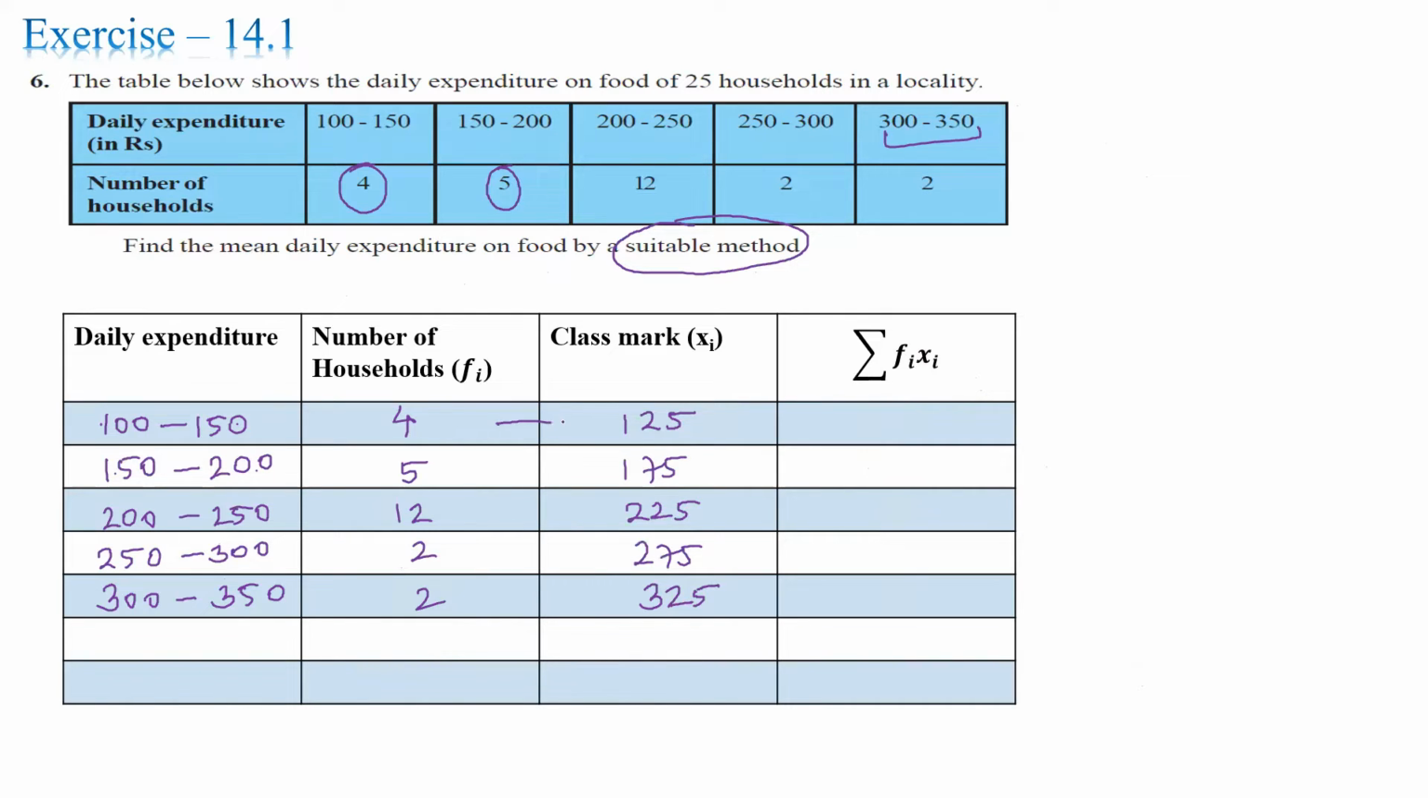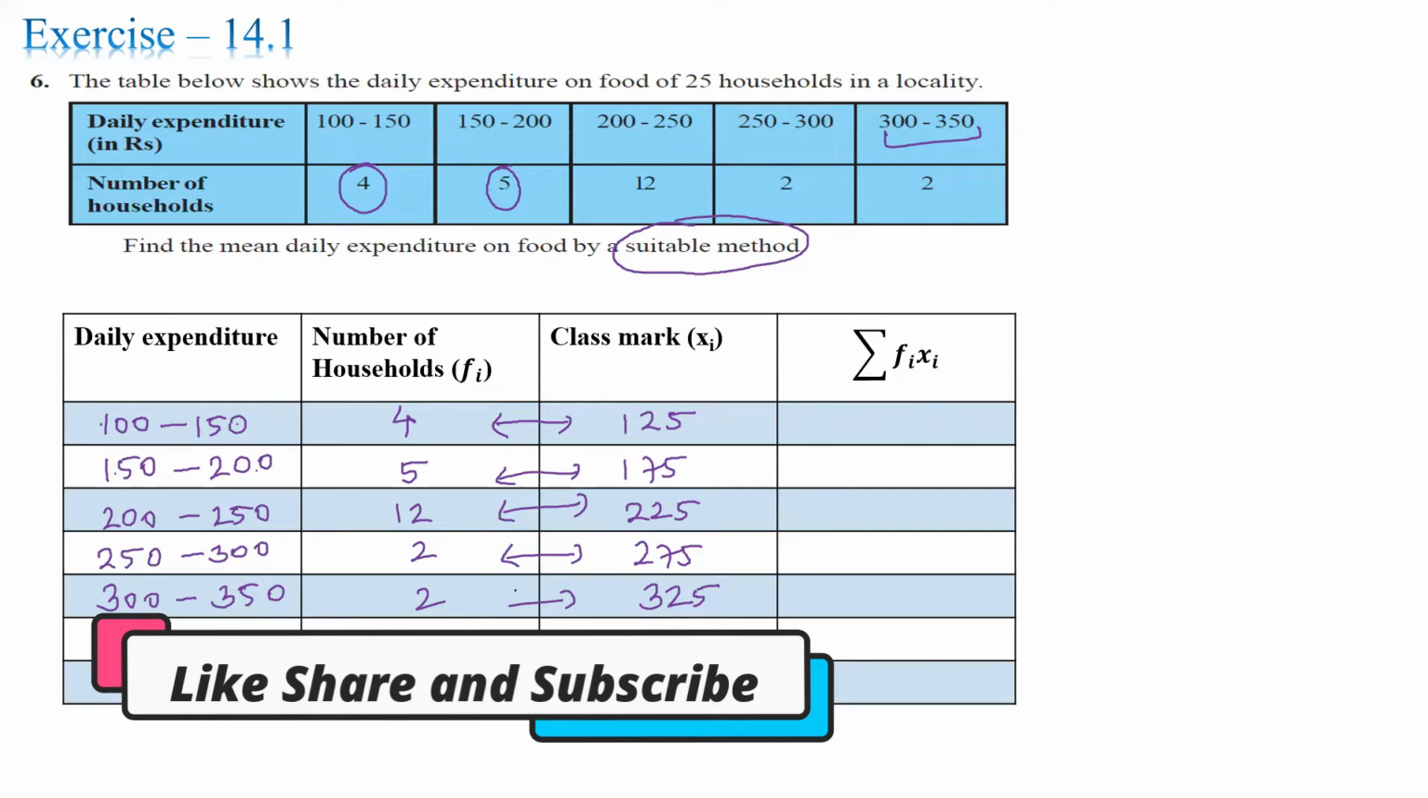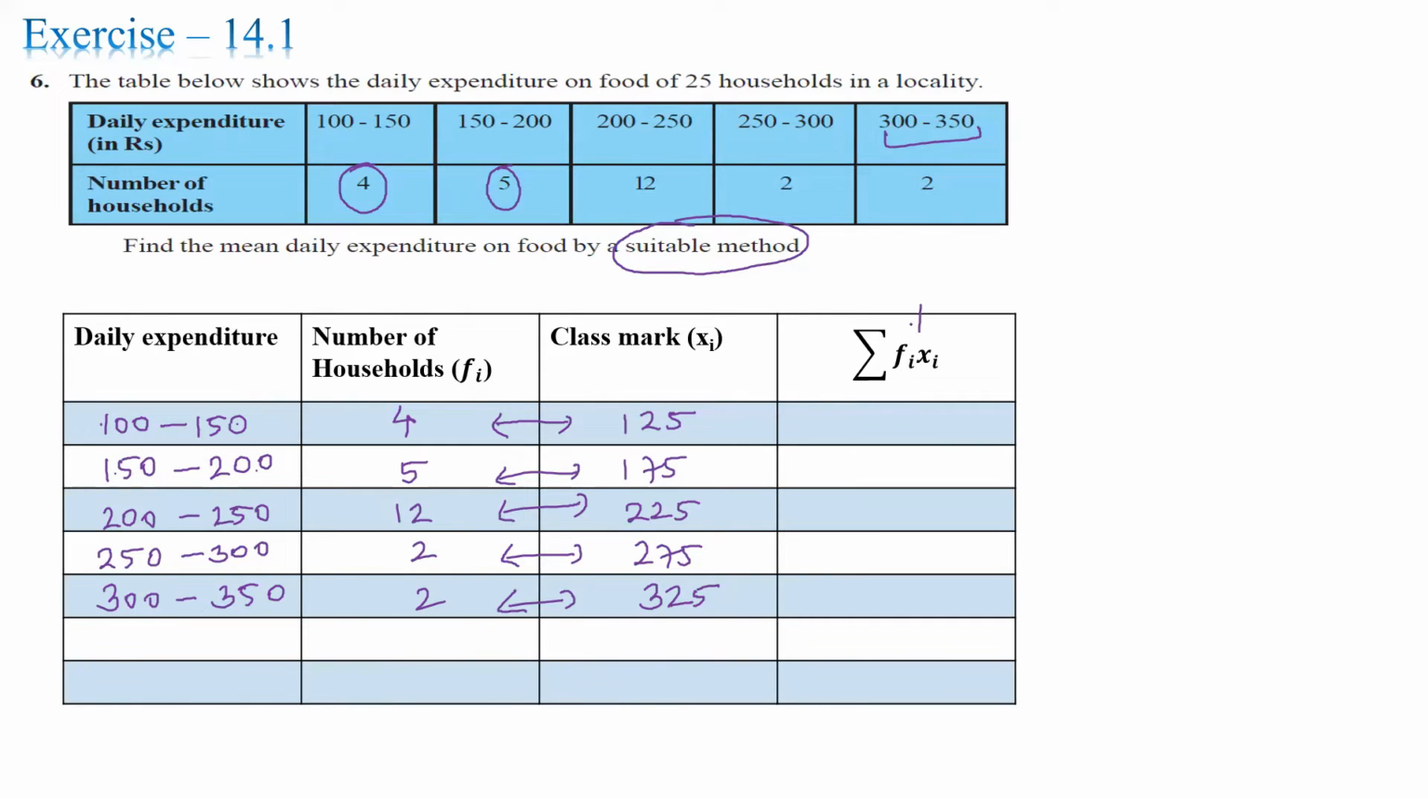Next, what we have to do? We have to do the product of these two values, right, in the next column. That is your fi xi, the product of fi and xi. So 125 into 4 is how much? 500. Next, 175 into 5. 875.